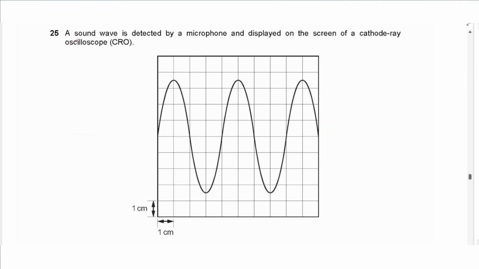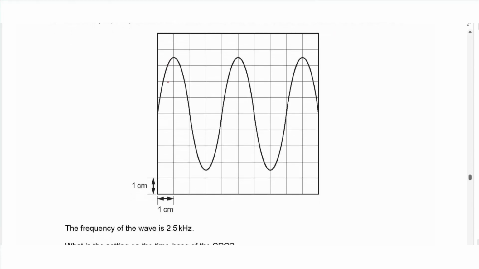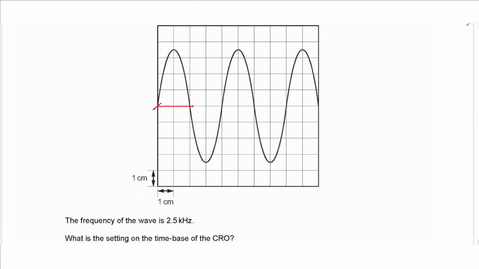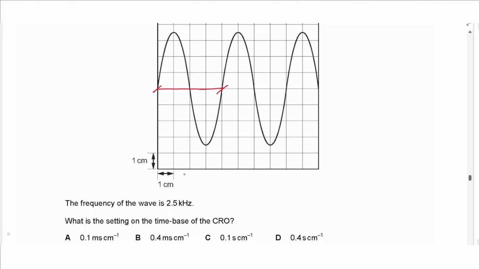Question 25 says a sound wave is detected by a microphone and displayed on the screen of a cathode ray oscilloscope. We have the wave makes periodic time of 4 centimeters on the x-axis of the screen, and the frequency of the wave 2.5 kilohertz, that's 2500 hertz. What is the time-based setting of the CRO? So we need 1 centimeter represents how much time?